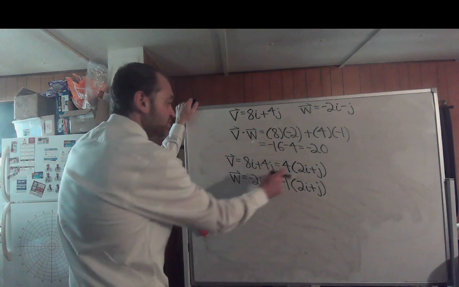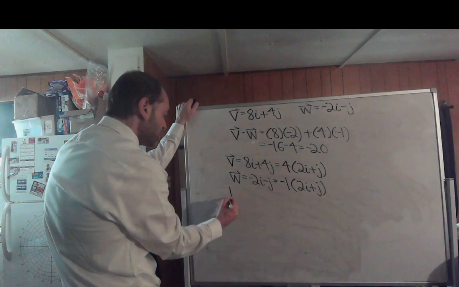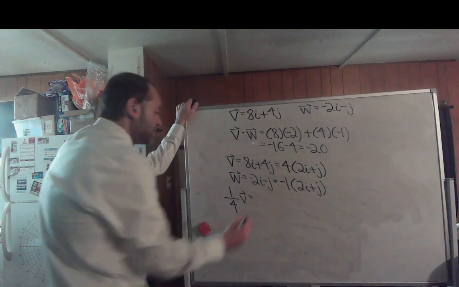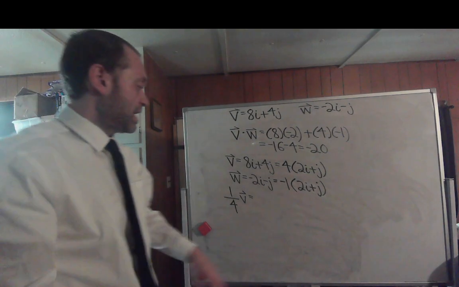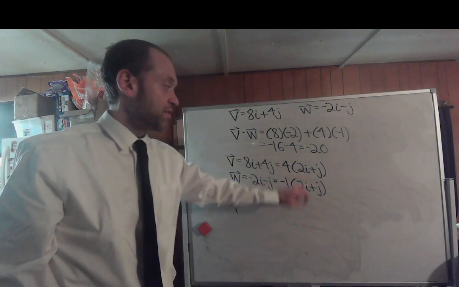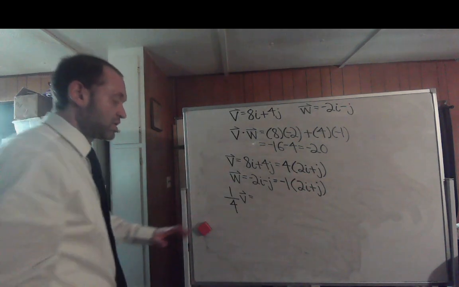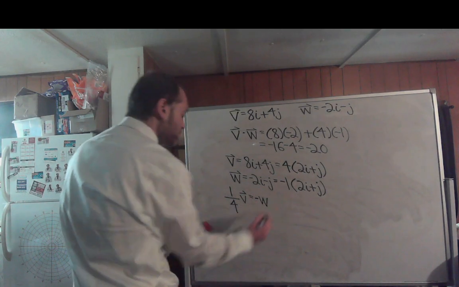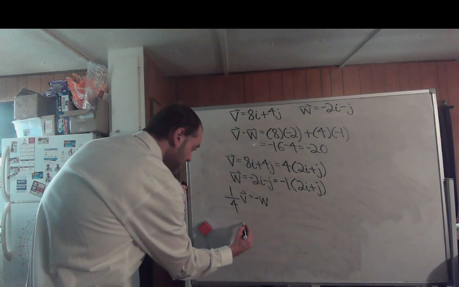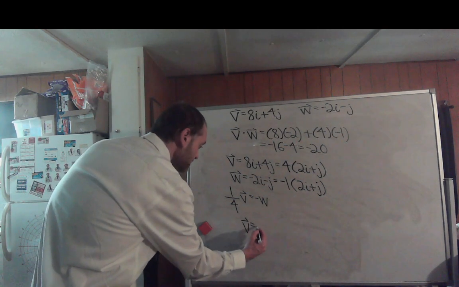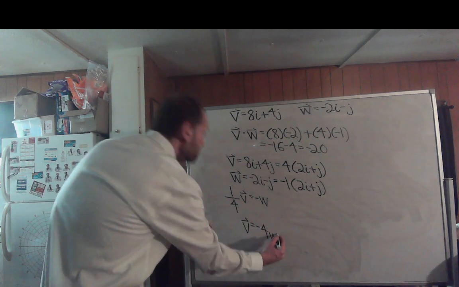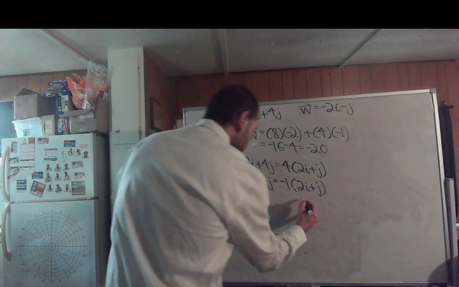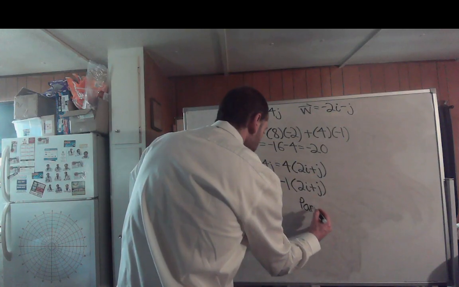So v equals 4 times a vector, so that means 1/4 of vector v is equal to the factored vector. W equals the negative of the factored vector. So that means it would have to equal negative w. So that would have to mean then that vector v equals negative 4 times w. So these are scalar multiples of each other, so these are actually parallel.